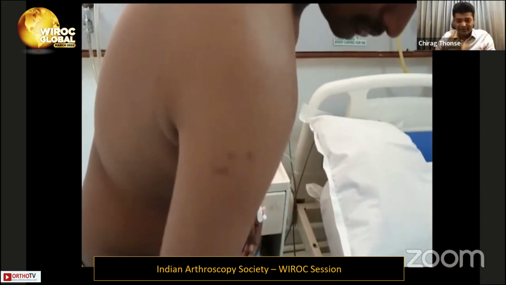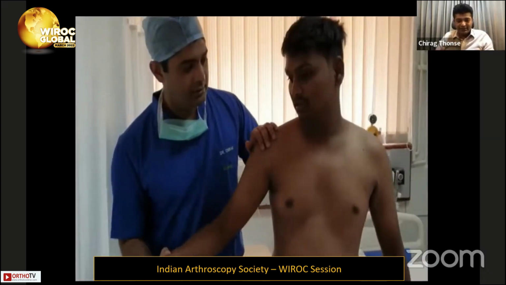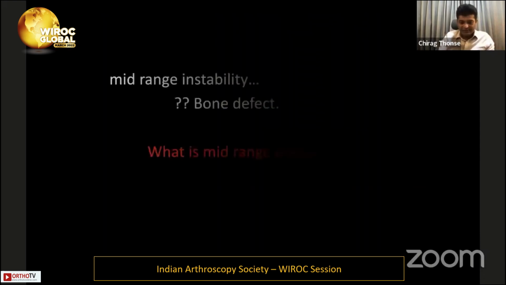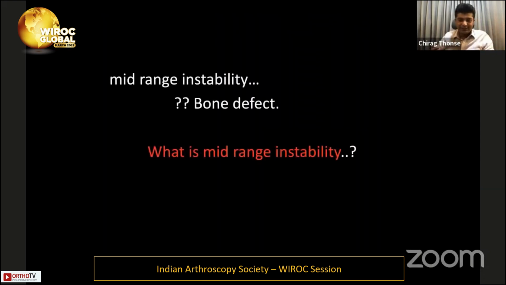Now you see this gentleman, he is very, very unstable, and this is a primary bone defect in his shoulder instability. He is unstable at minimal external rotation and mid-range of abduction. So these are the patients in whom, pre-operatively or pre-investigation, we need to suspect glenoid bone loss.